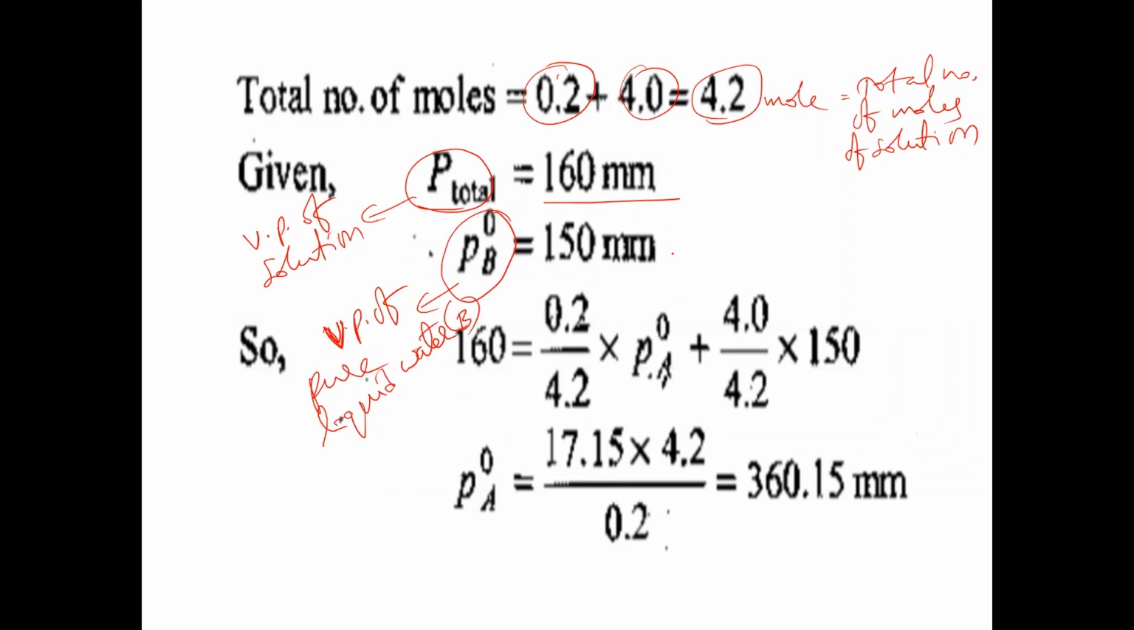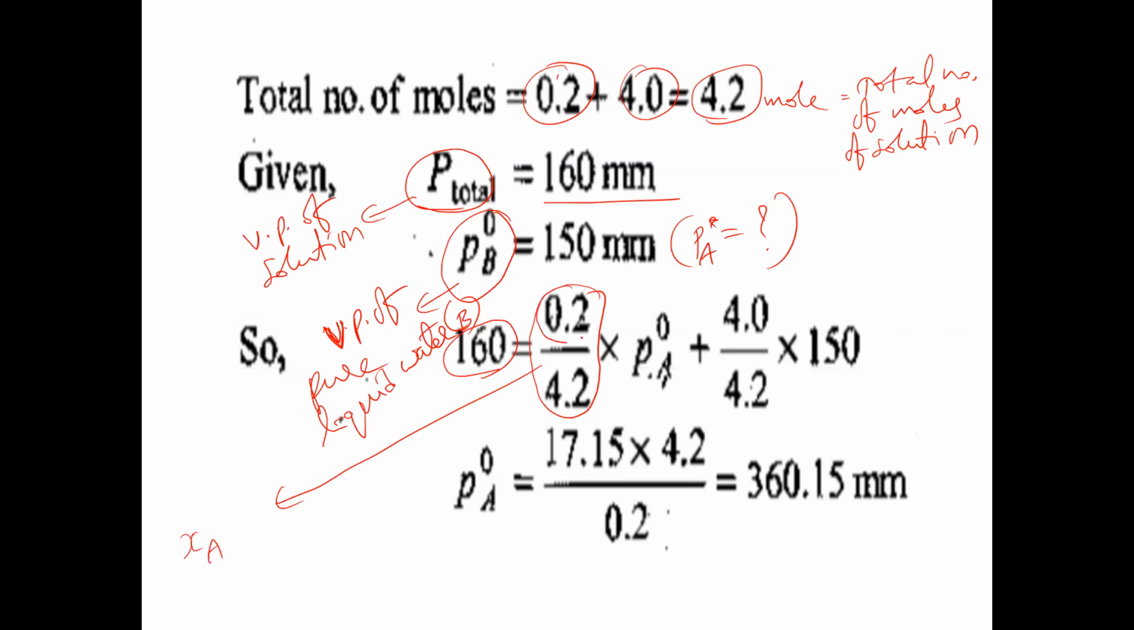Now what did they ask here? PA naught is what we have to calculate. PB naught is given. P total, the vapor pressure of the solution, is given. Now P total, the vapor pressure of the solution, is equal to the mole fraction of A, XA times PA naught. XA means the mole fraction of A.